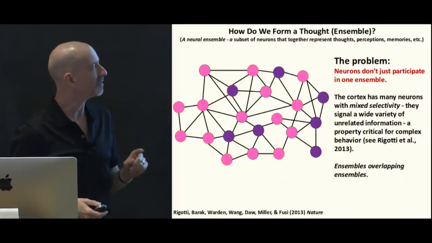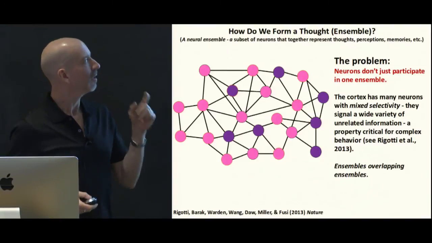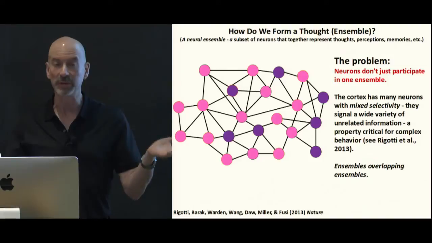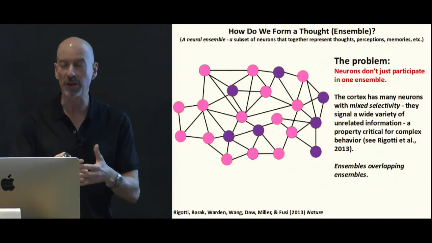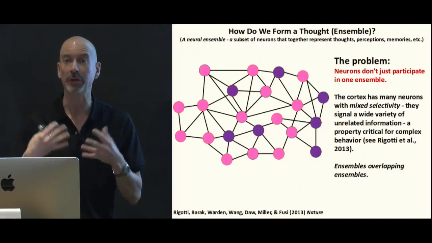Now, last year, Stefano Fusi's computational lab showed that you need to have these, what he called mixed selectivity neurons, these multifunction neurons, to build a complex brain. Without multifunction neurons, you have a brain that only can learn a very limited amount of things and only can learn very simple things.